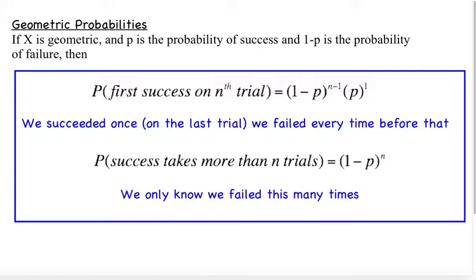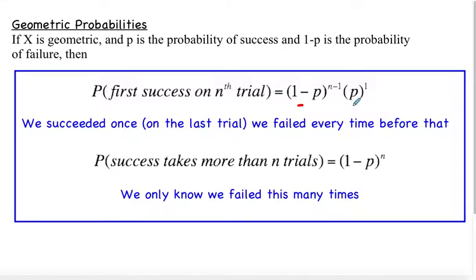When you know something is geometric, we're only going to deal with two kinds of probabilities. We're going to look at the probability that your first success is on a certain trial. There is a formula for this, even though it is not on your formula sheet. But if you understand how it works, then you won't really need the formula. If I'm trying to find a first success on the nth trial, then that means I've failed every other trial up until the success.